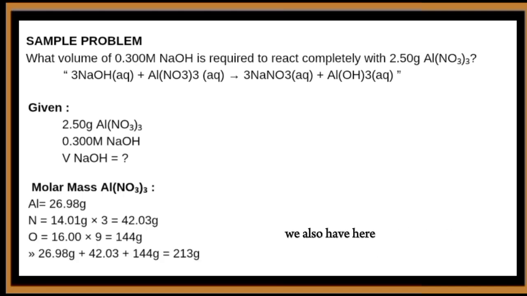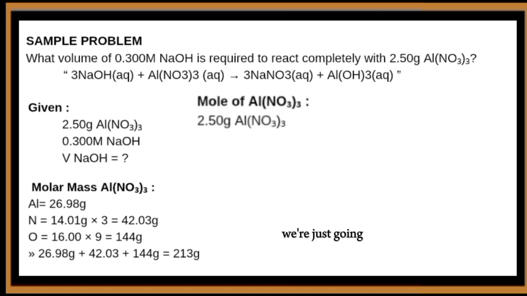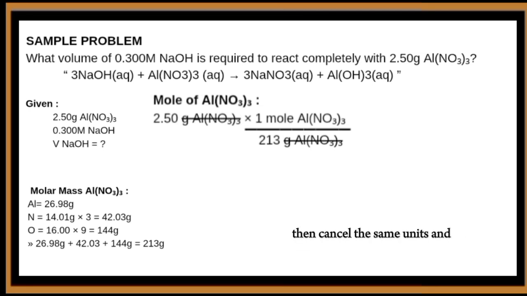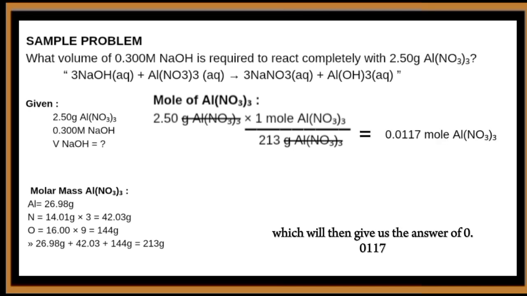We also have here the solution for molar mass of the aluminum nitrate, where I just sum up all the atomic masses of each element from the compound. Since we already have the mass of aluminum nitrate, we are just going to use that mass in solving the mole. So, we're just gonna multiply 2.50 grams to our desired product, which is the mole of aluminum nitrate, and divide it by the molar mass. Then, cancel the same units and calculate, which will then give us the answer of 0.0117 mole of aluminum nitrate.